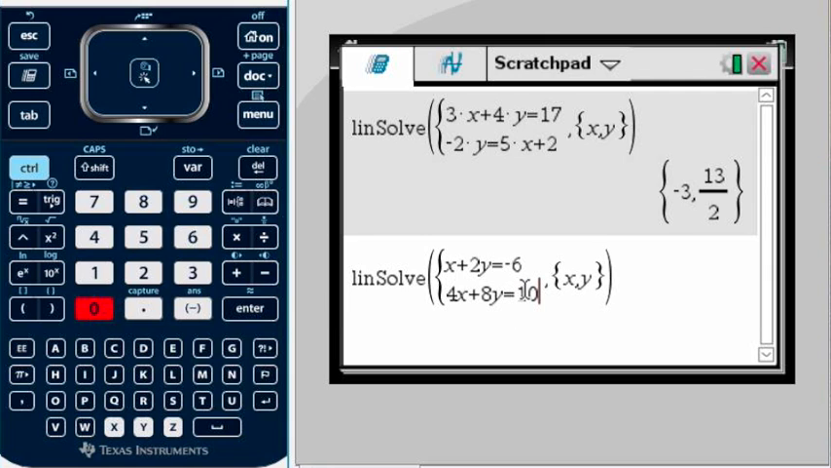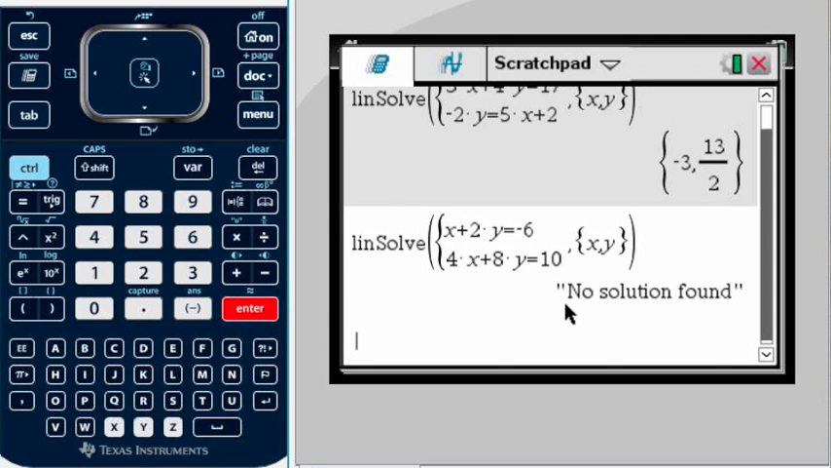Again, they don't need to be solved for y or in slope intercept form. And again, x, y defines our variables. So we press enter. And this is a system with no solutions. When this happens, the Nspire calculator will actually tell you no solution found.